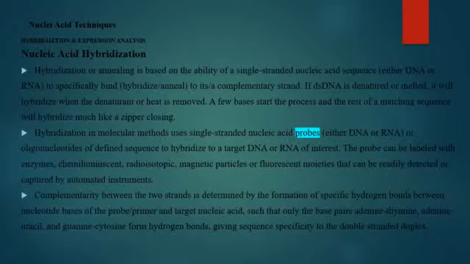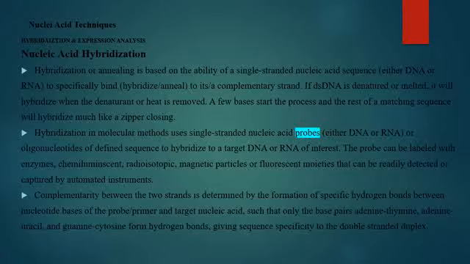Before you send the quabia, you label the quabia with either an enzyme, chemiluminescent, a radioisotope, magnetic particles, or a fluorescent material. When quabia finds adomako and binds, then your magnetic or whichever probe which has been labeled can now be detected by an automated system.